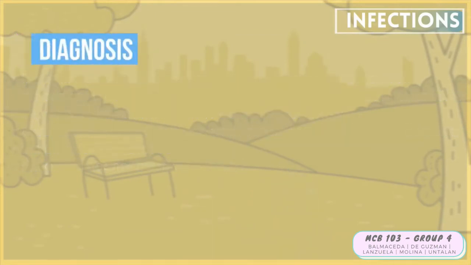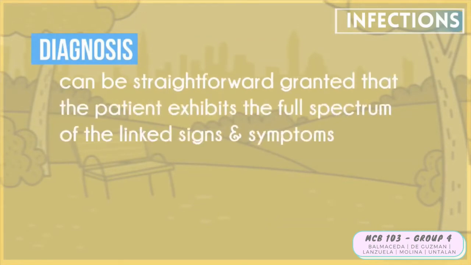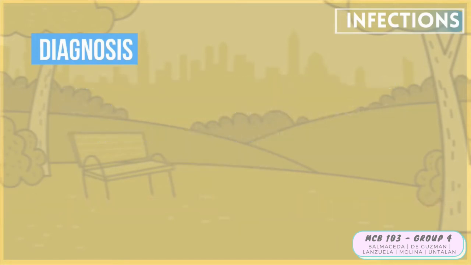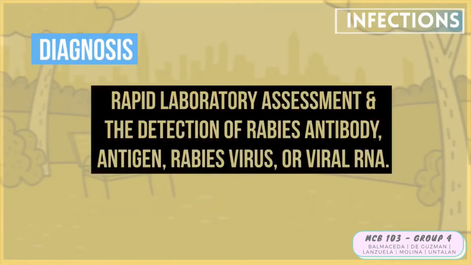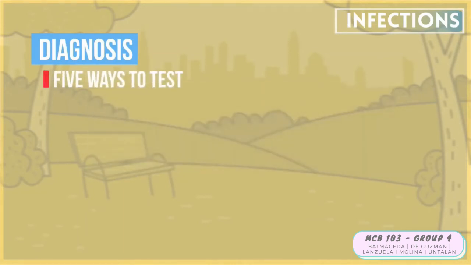The diagnosis of human rabies can be straightforward, granted that the patient exhibits the full spectrum of the linked signs and symptoms of the said disease, and especially if the history of an animal bite or scratch exposure is evident. Otherwise, the establishment of conclusive diagnosis necessitates a rapid laboratory assessment and the detection of rabies antibody, antigen, rabies virus, or viral RNA. This test may be done in 5 ways.